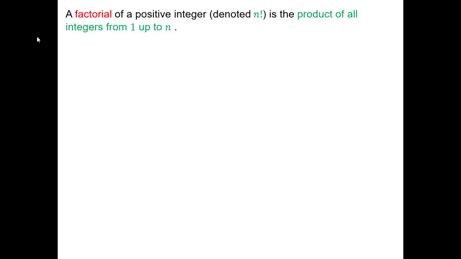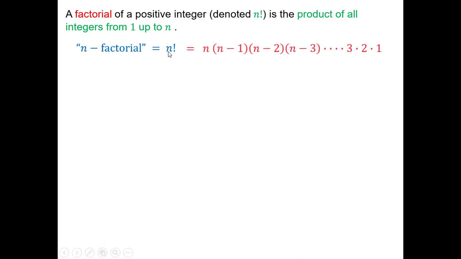Now we could go about this process in a slightly different way without using Pascal's triangle, using something referred to as factorials or combinations. Now a factorial is simply a positive integer, which we denote with an exclamation point. That's the product of all the integers from 1 up to that number. So let's take a look at what n factorial means. That just simply means n times 1 less than n times 2 less than n times 3 less than n, all the way until we get to 1.